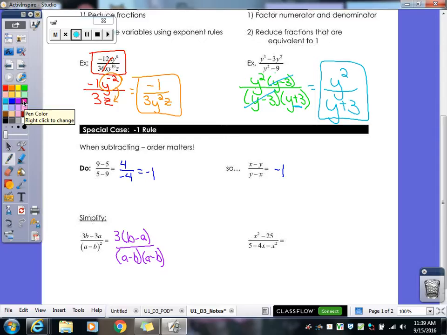So this is going to be our negative 1 rule. I can cancel b minus a with one of the a minus b's. But I just have to remember that that turns into a negative 1. Normally when we cancel stuff out, it turns into a 1. These ones turn into a negative 1. So then I have 3 times negative 1 in my numerator, so that's negative 3. And our denominator stays as a minus b.